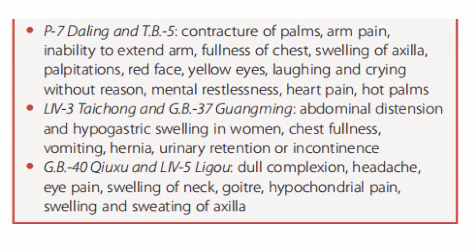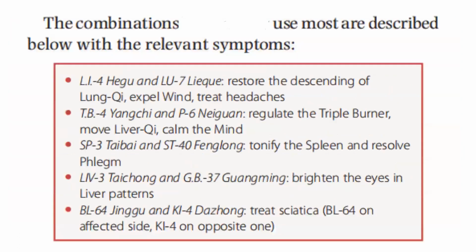Liver 3 and gallbladder 37 can be used to treat abdominal distension and hypogastric swelling in women, chest fullness, vomiting, hernia, urinary retention, or incontinence. Gallbladder 40 and liver 5 are for dull complexion, headache, eye pain, swelling of neck, goiter, hypochondrial pain, and swelling and sweating of axilla.